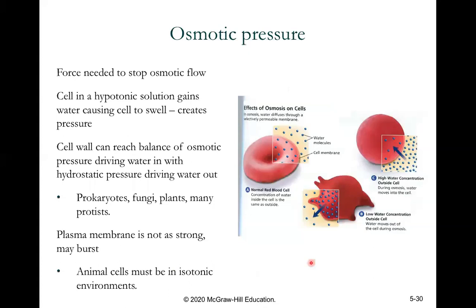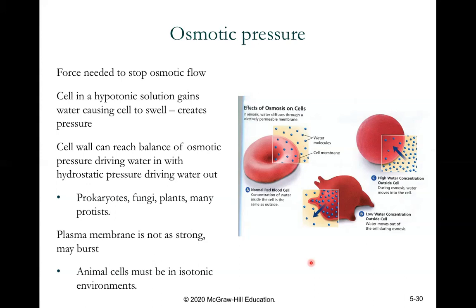With osmotic pressure, these forces are needed to stop osmotic flow. These pressures allow cells in a hypotonic solution to gain water, causing the cell to swell and creating pressure. And cell walls can reach a balance of the osmotic pressure, driving water in, with hydrostatic pressure, driving water out. Prokaryotes, fungi, plants, and many protists are seen doing this, and understanding that water movement is based on the effects of osmosis on these cells.